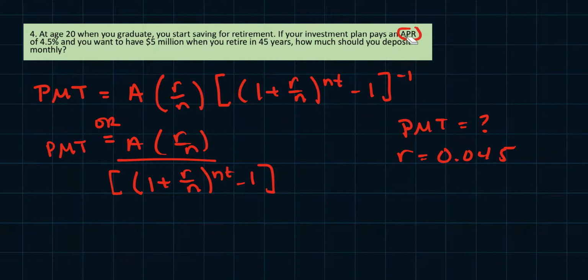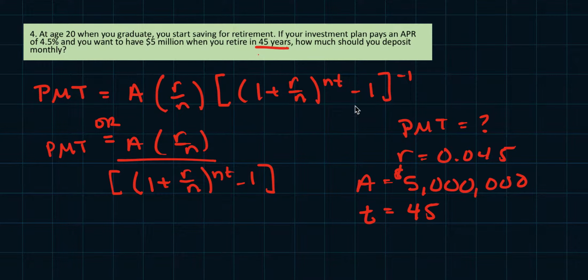We know that we want to have $5 million when we retire, so our A is 5,000,000. And we're going to retire in 45 years. Still pretty young. We'll be 65. So that will tell us the T, 45, because that's how much money we want when we retire. We want $5 million, and so we're going to have to put some money in every month for 45 years to try to get that $5 million. So how much money do you have to put in? That's the question.